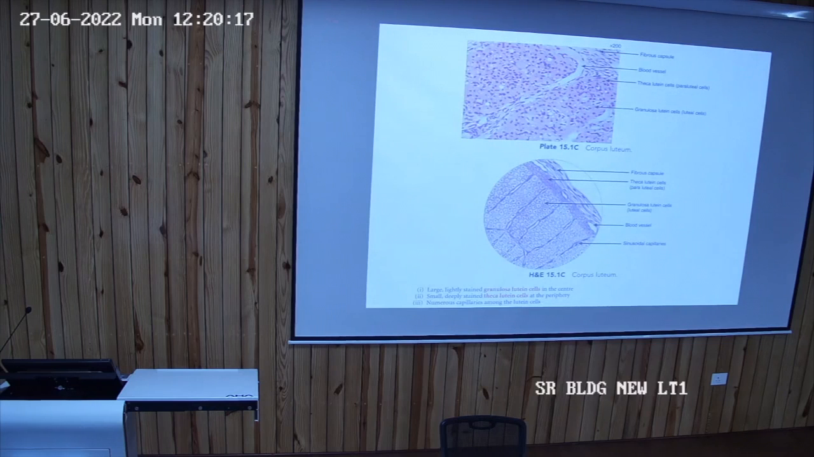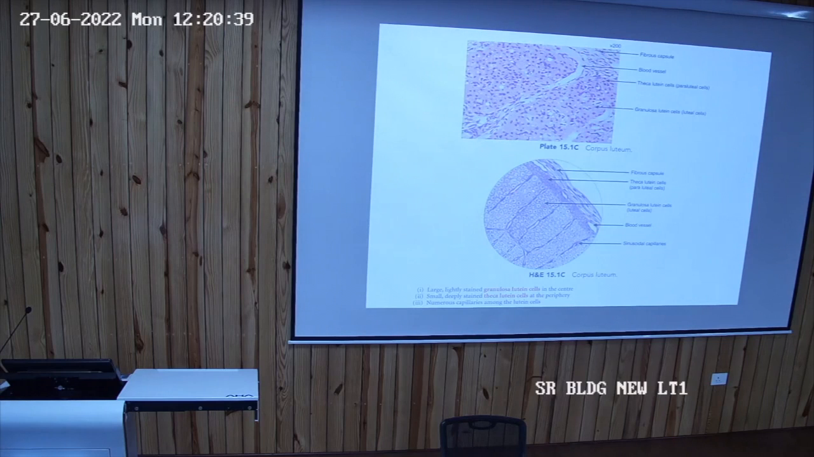And this is the part after shedding of the ovum. The remaining part of the follicle is converting into an endocrine gland. This endocrine gland is called the corpus luteum. Look here. This is the corpus luteum.